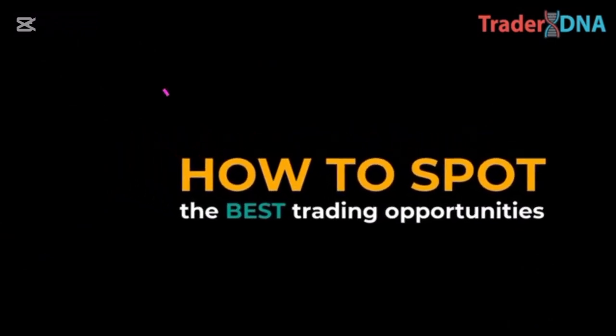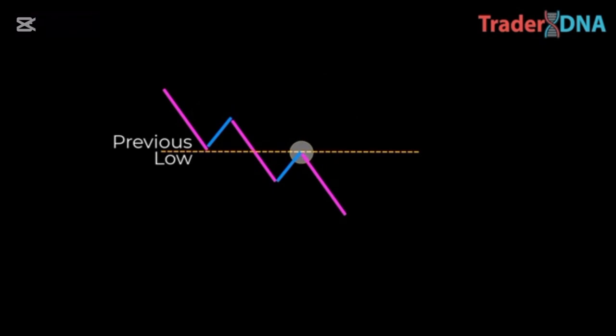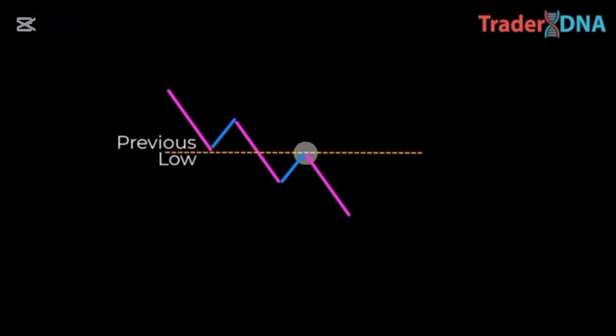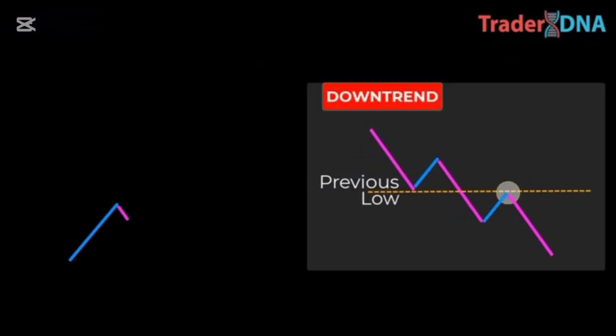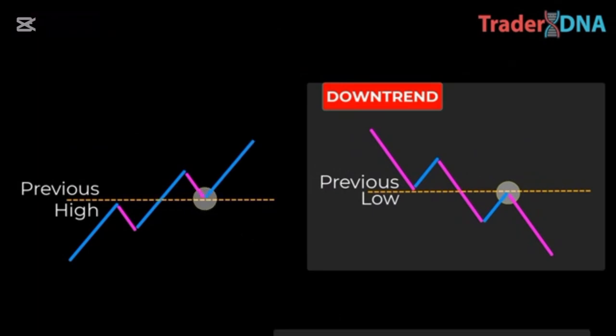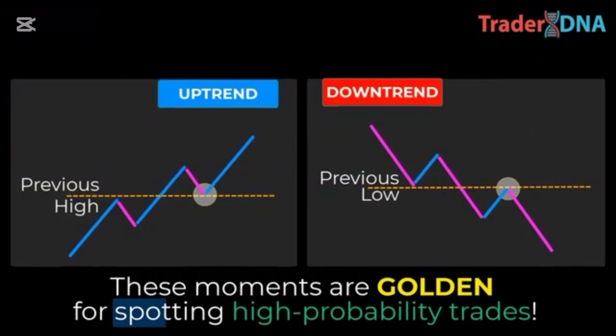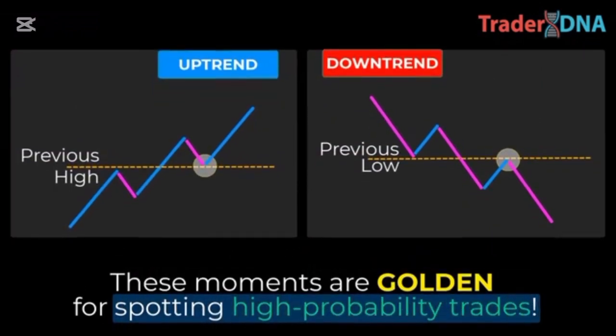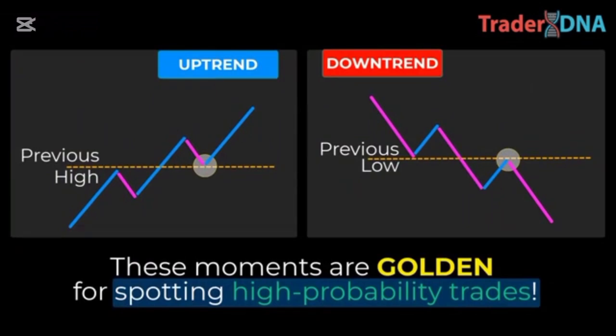For example, in a downtrend, you'll want to look for clean market structure showing a clear downward movement. Watch for price to break below a previous structural low, come back to retest that level, and then continue its downward momentum. The same logic applies to an uptrend. You're waiting for price to break above a structural high, retest it, and then push even higher. These moments are golden for spotting high probability trades. And here's the cool part. We'll break down the exact patterns you need to look for later in this video.